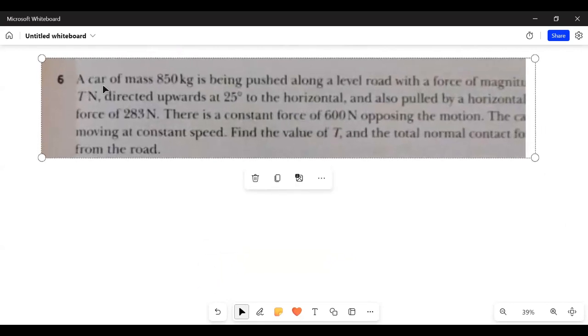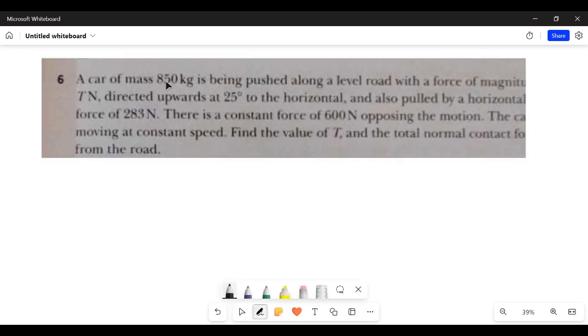So the next question is, a car of mass 850 kg is being pushed along a level road with a force of magnitude T newtons directed upwards at 25 degrees to the horizontal and is also pulled by a horizontal force of 283 newtons. Okay, there's a constant force of 600 newtons opposing the motion. The car is moving at a constant speed. So with constant speed, we know acceleration is 0. That means forward force equals backward force. Find the tension and the total normal contact force from the road.